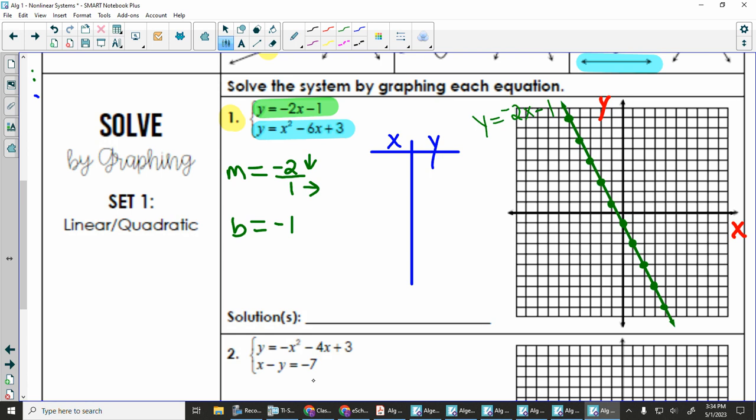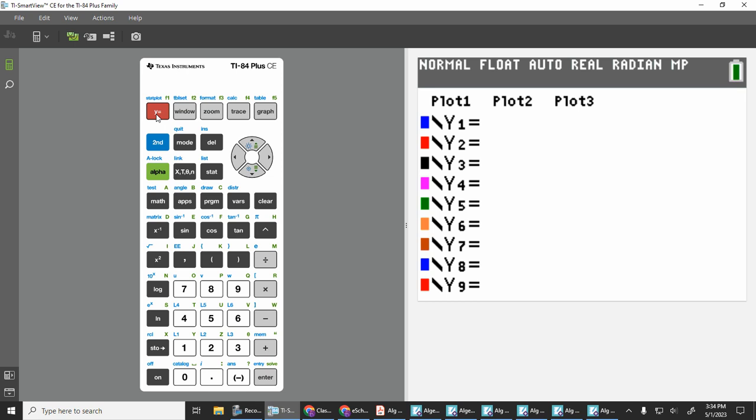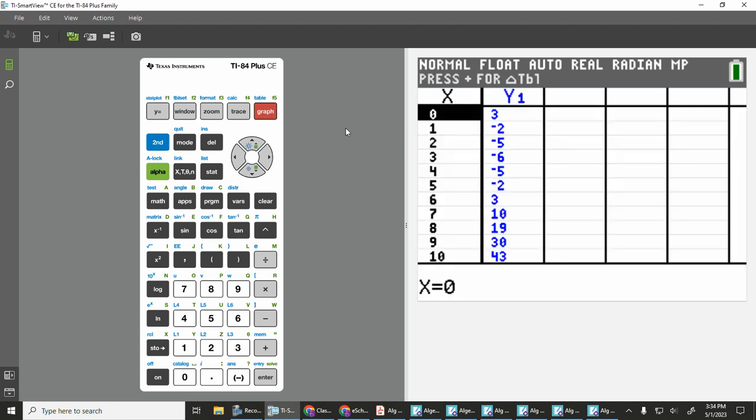All right, so we're going to go to our calculator. We're going to go to y equals, clear anything out if there's anything in there, and we're going to type in our equation for our parabola. So it's going to be x squared minus 6x plus 3. We want our table, so we're going to hit second graph.